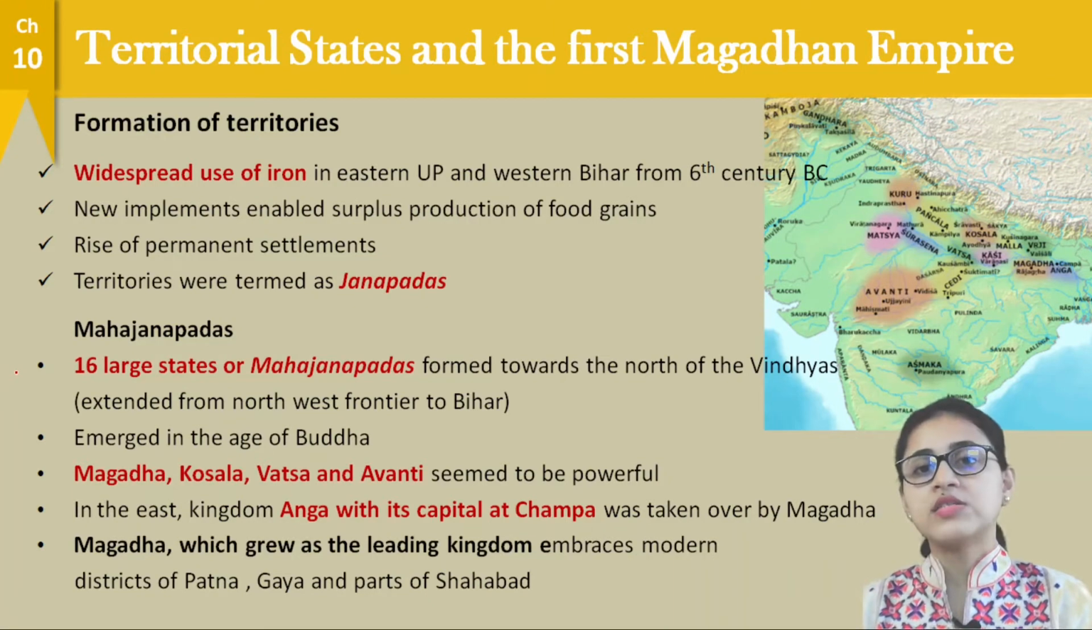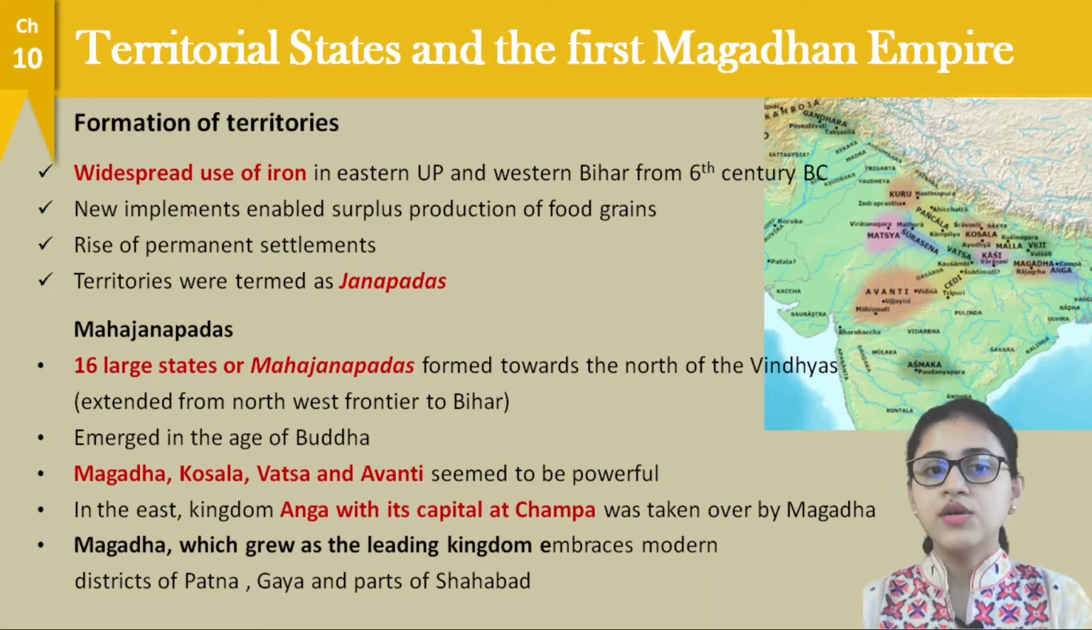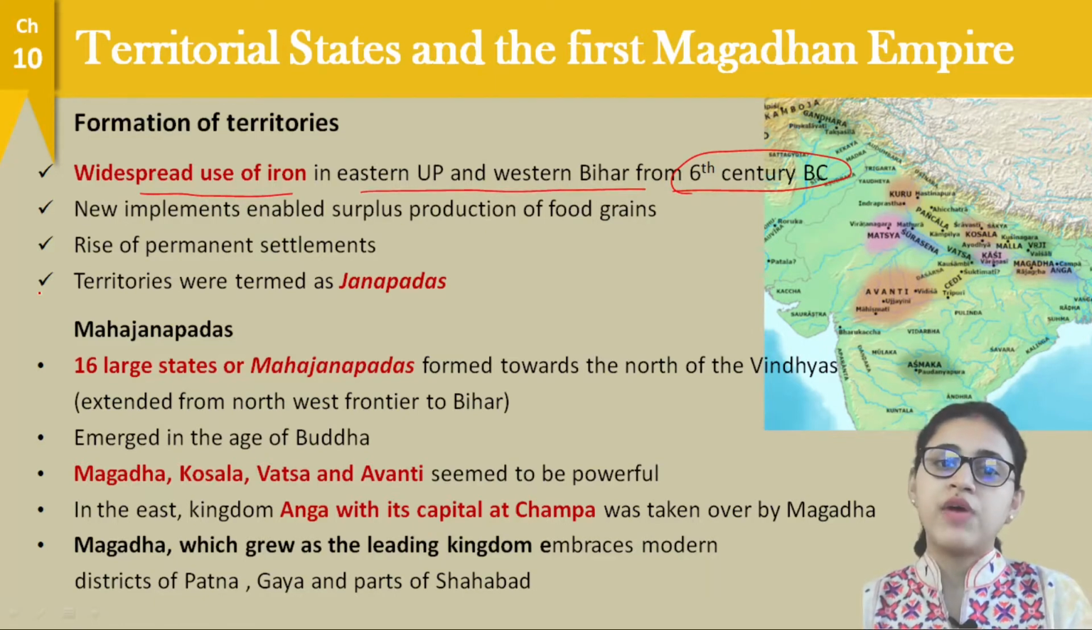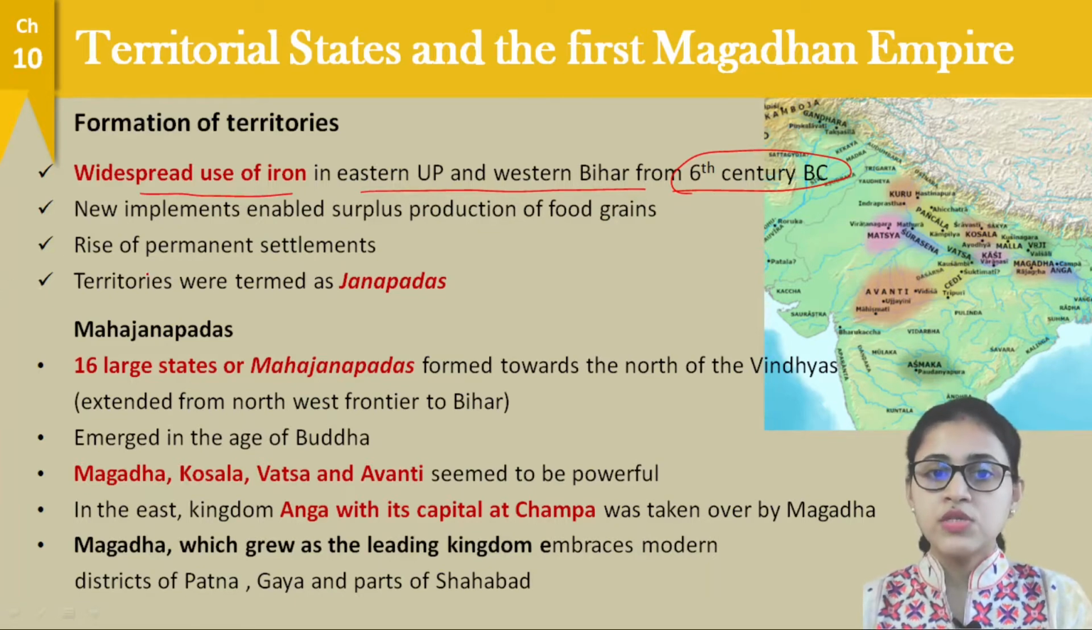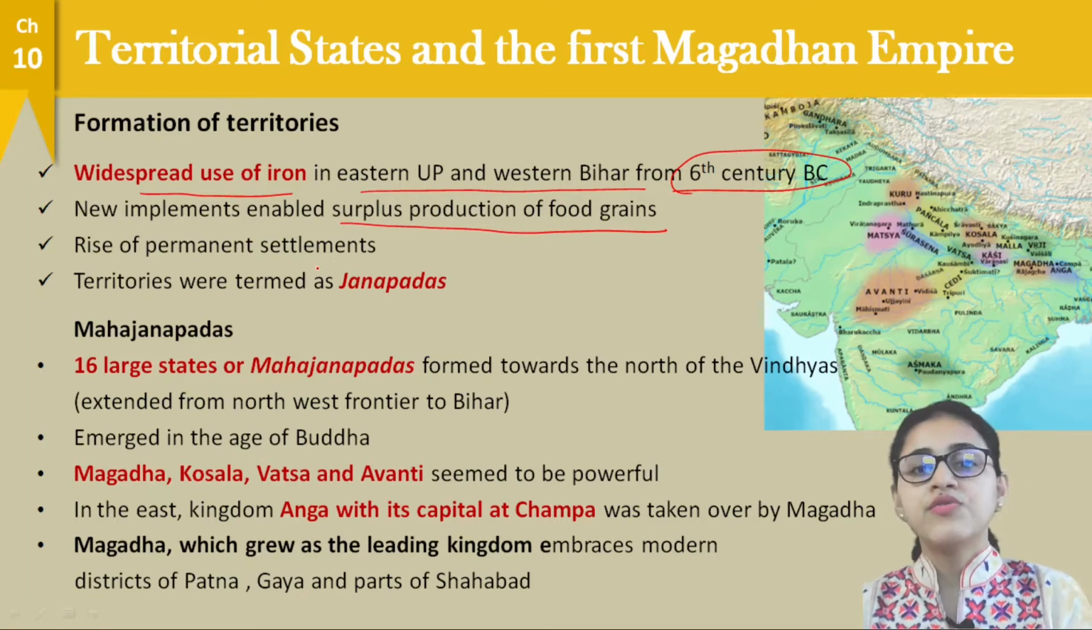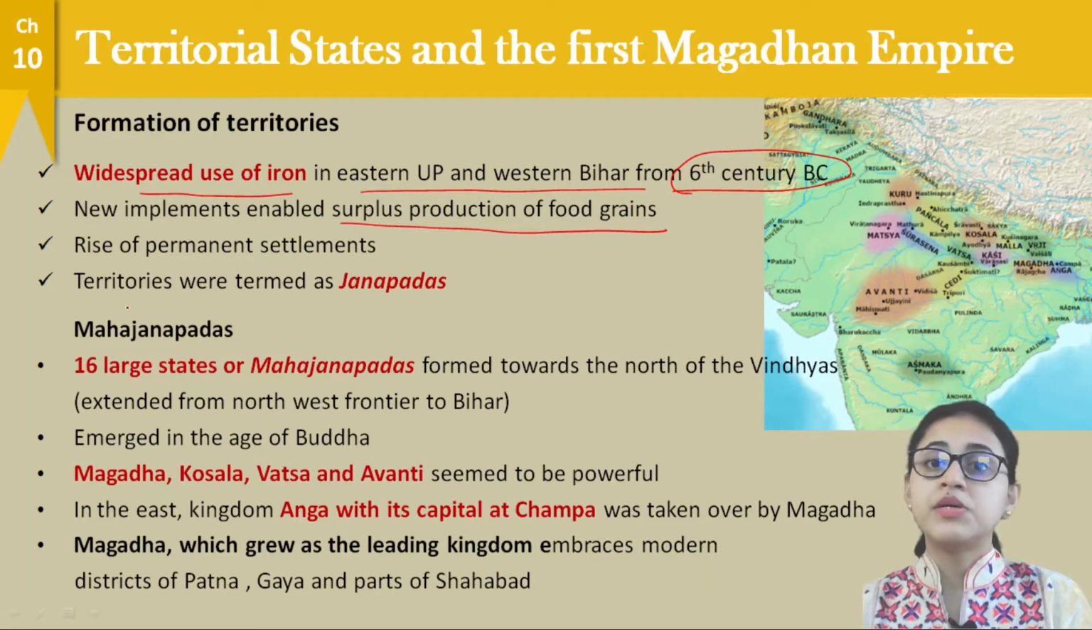Now, how were these territories formed? While talking about the formation of territories, we should know that from around the 6th century BC, we could see widespread use of iron, mainly in eastern UP and western Bihar. Because of the use of iron, we now have new and improved tools, which could be used in agriculture, and this enabled surplus production of food grains, right?